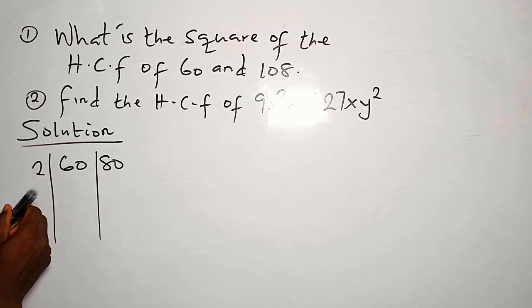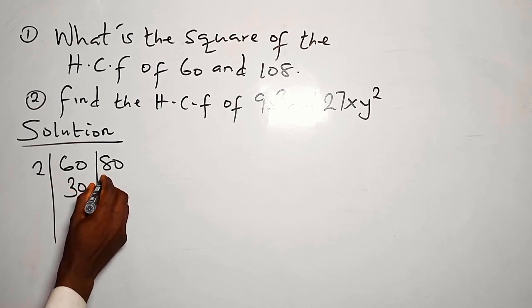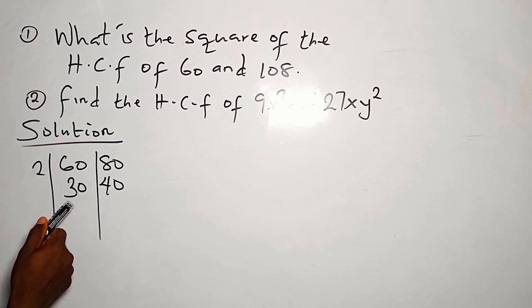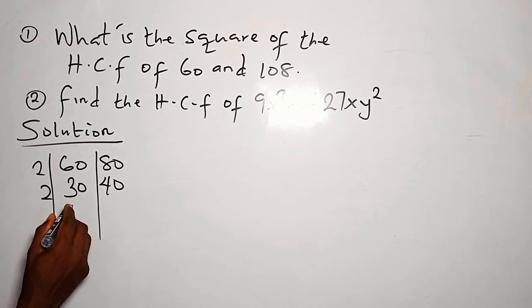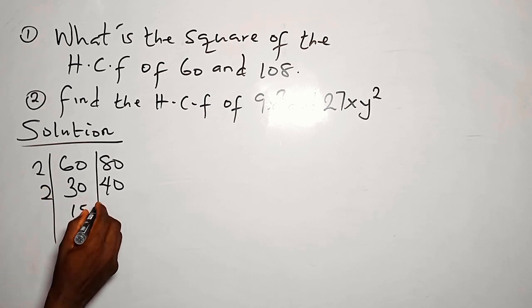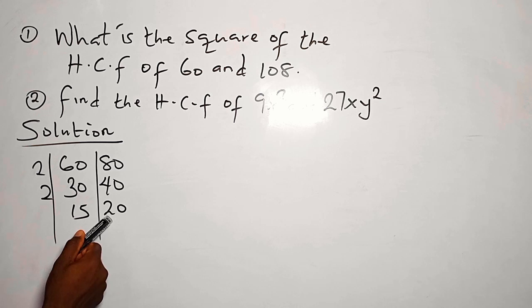So when we look for the number which is common to them, let us start with 2. So we can divide 60 by 2, that is 30. We can divide 108 by 2, that is 54. So we look at another number we can use that is common to the two. So we can use 2. 2 in 30, that is 15. 2 in 54, we have 27. Can we still use 2? No, because 2 cannot go in 15.